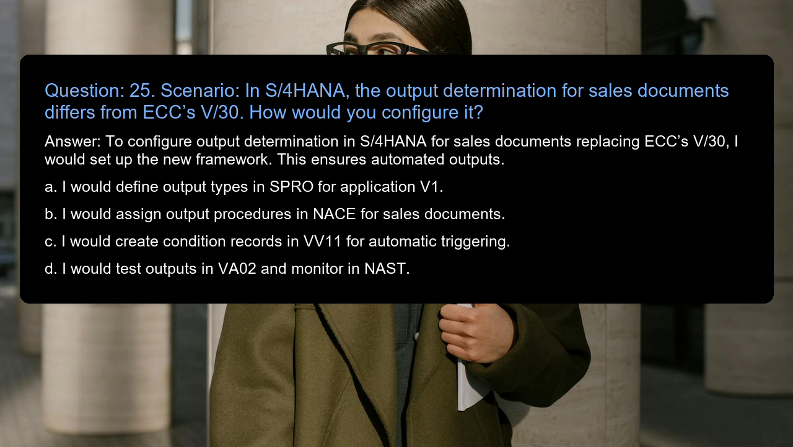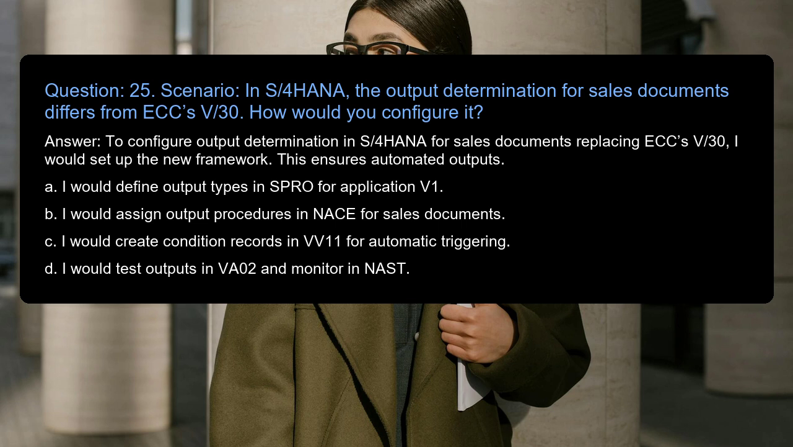Question 25. Scenario: in S/4HANA, the output determination for sales documents differs from ECC's V/30. How would you configure it? Answer: to configure output determination in S/4HANA for sales documents replacing ECC's V/30, I would set up the new framework. This ensures automated outputs.